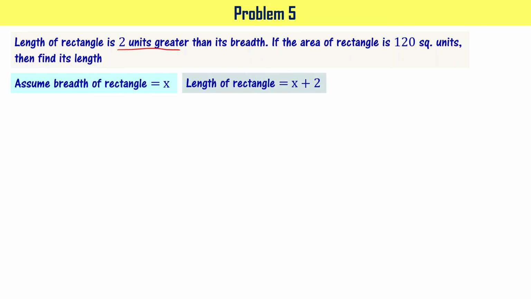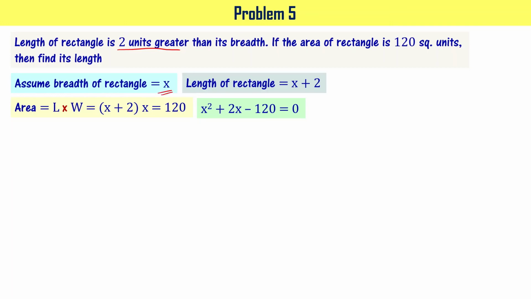We know area of rectangle is defined as length times breadth, right? It means area equal to x plus 2 times x, that is equal to 120 square units. This can be now written as x square plus 2x minus 120 equal to 0, right? We have to solve this equation to obtain the value of x, that is breadth, and then x plus 2 is going to be length.